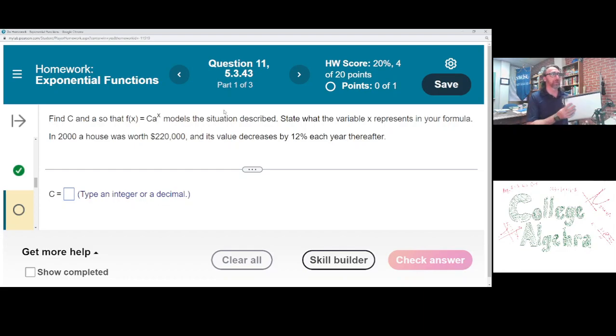Okay, somewhat similar problem here. We want another exponential function that models this scenario. So in 2000, a house was worth $220,000, and the value decreases by 12% every year. The value is dropping. And they want us to write an exponential function that gives the value of the house. Let me switch to the document camera here.